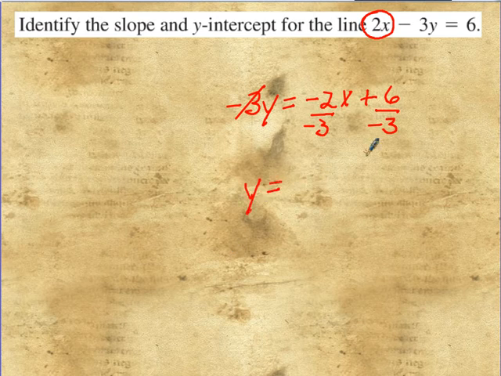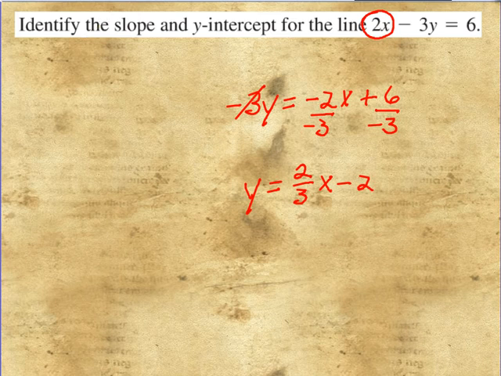Divide it, reduce it, leave it. 2 and 3 will not divide without giving you a decimal. But negative divided by negative, we can reduce that. Negative divided by negative is a positive. 2/3 will not reduce. Divide it, reduce it, leave it. 6 divided by -3 is a -2.